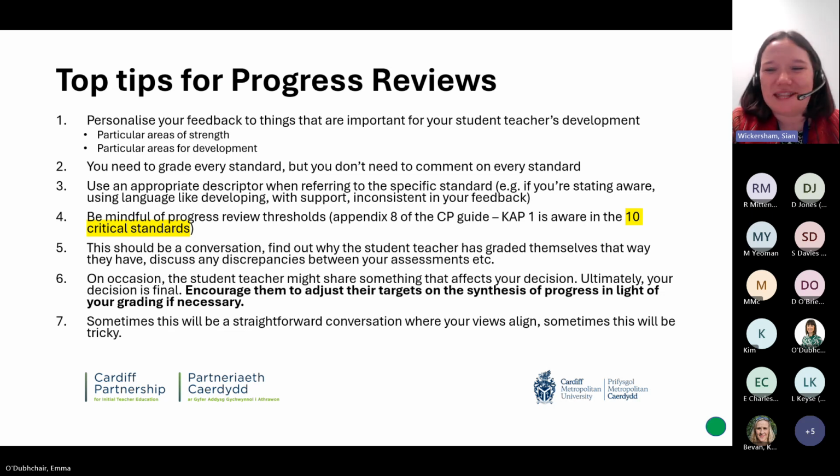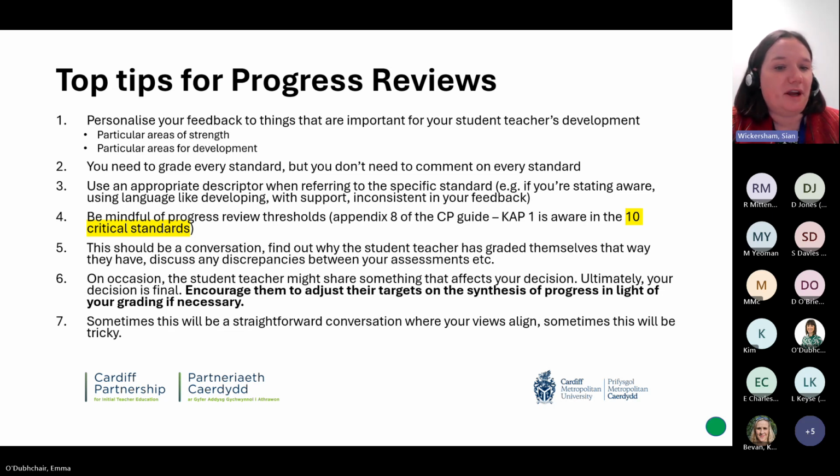I feel like I've hammered this point a little bit here. If you're stating aware, use language like developing with support, inconsistent, etc. So use the appropriate descriptors when referring to the specific standard. Otherwise, the student teachers do get really confused. And I find when I'm writing it, that bank of adjectives is really, really helpful to help me frame some of the things that I'm thinking of.